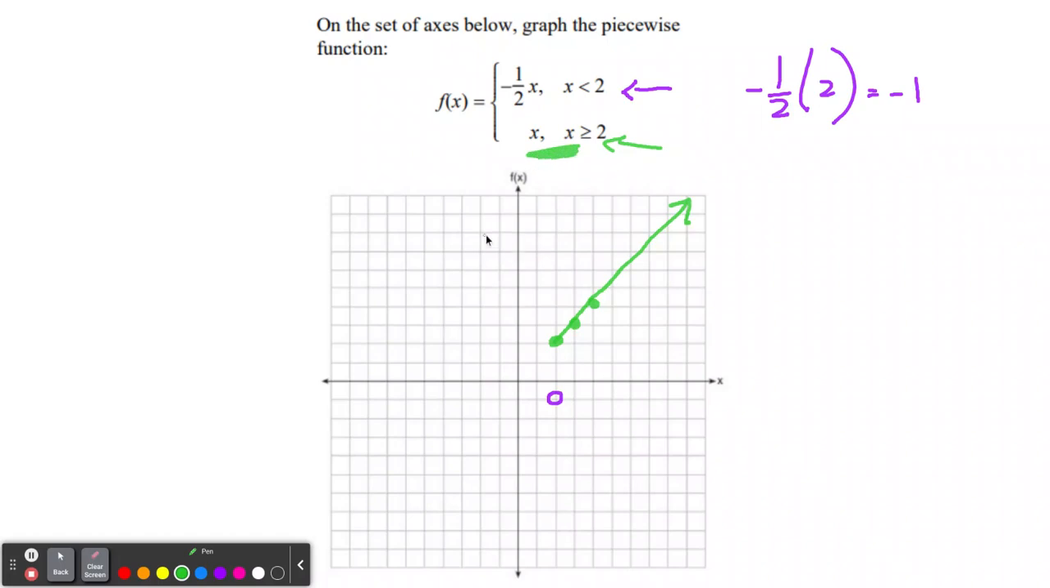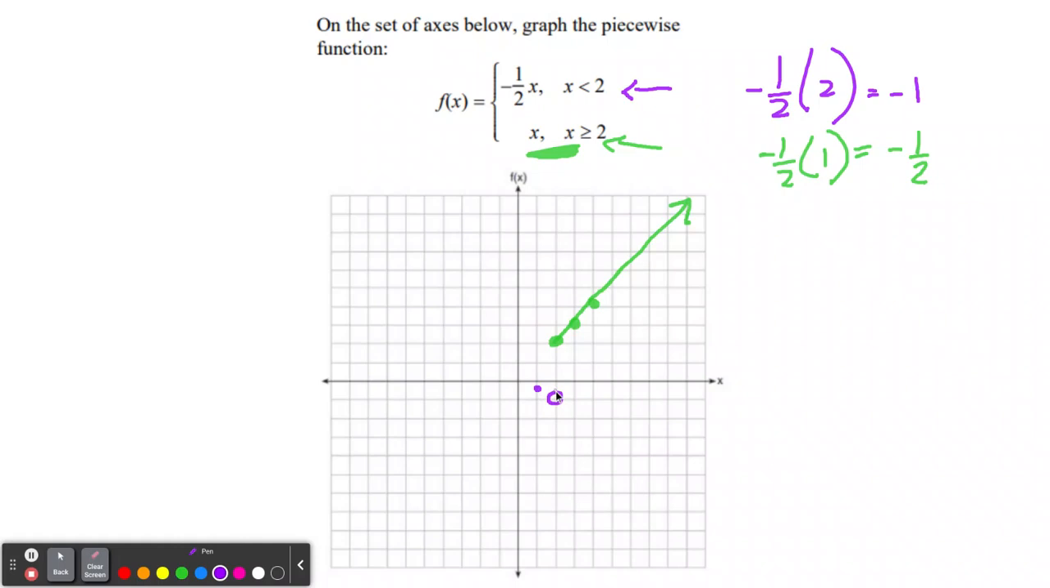Now let's finish the purple. Well, what else is less than 2? Well, what about 1? 1 is less than 2, so negative half times 1 gives us negative half, right? So when it's at 1, it's at negative half, and we'll use purple. Make sure we have the purple one. So it'll be around here when it's at 1.